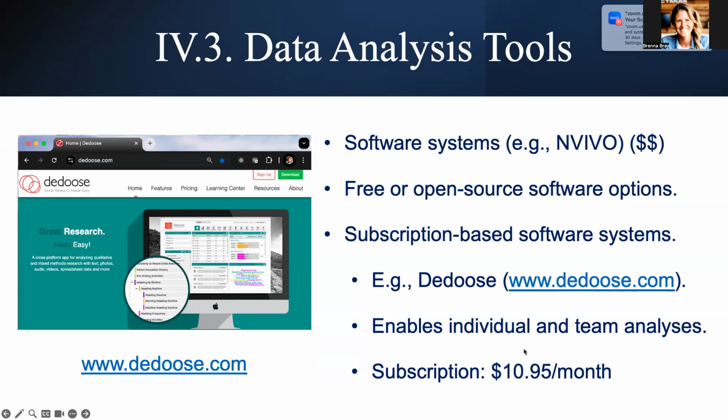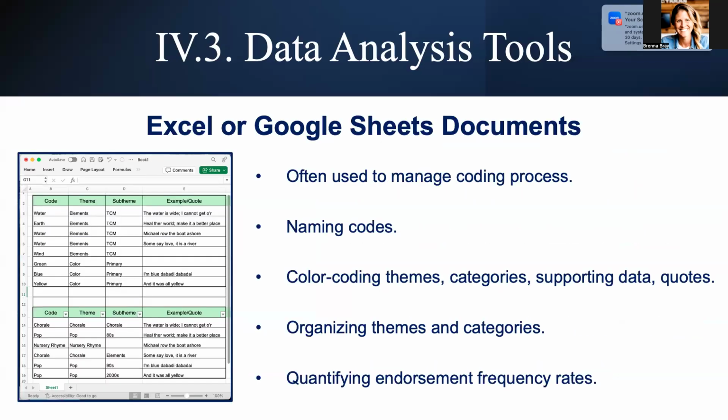It enables individual and team analyses. It uses a subscription-based model, so it's $10.95 per month. And then there are also more free options. So you can use Excel or Google Sheets documents. These are often used to manage coding processes, naming processes. You can color code themes, categories, supporting data, or quotes. You can organize themes and categories and quantify endorsement and frequency rates.